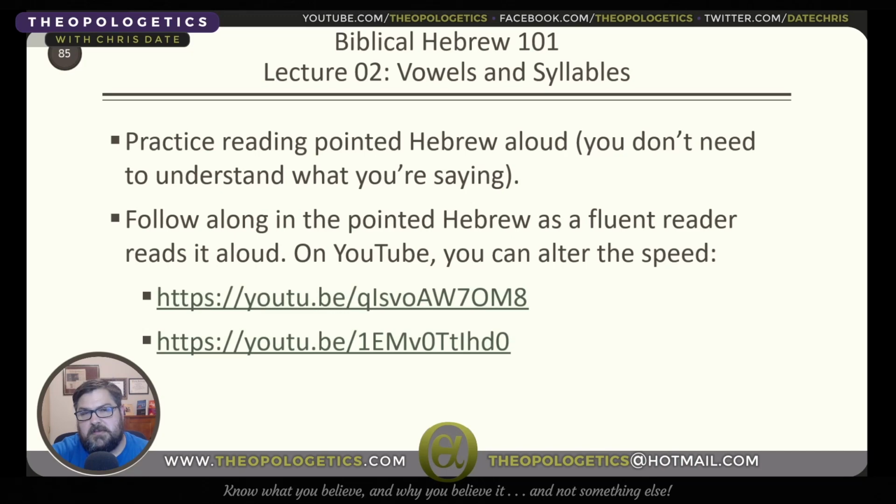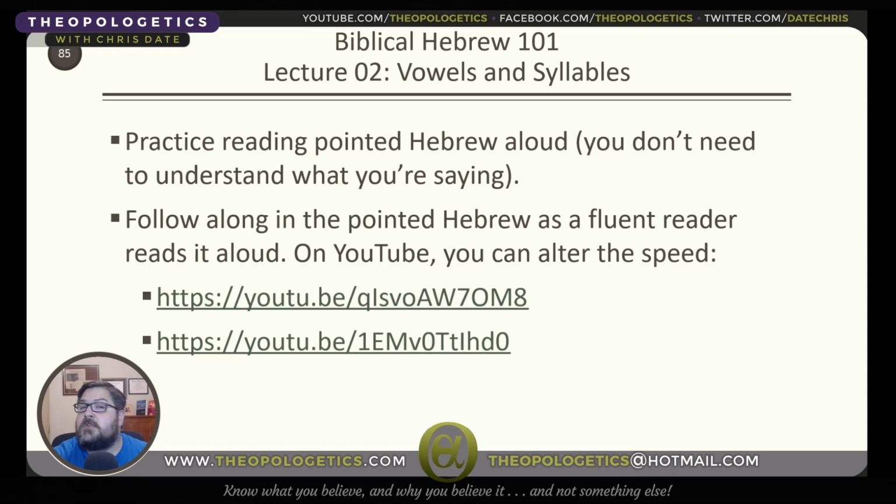So one thing that would help you is to follow along in the pointed Hebrew as a fluent reader reads it aloud. You can search on YouTube for reading Hebrew aloud or something like that, and you'll be able to find videos like these ones on your screen. The benefit of doing it in YouTube is that you can slow it down to half speed, and what you'll see on the screen is they'll show the text, and as they're speaking the text, they'll highlight the part that they're speaking, and that'll help you to make sure that you're pronouncing it correctly.